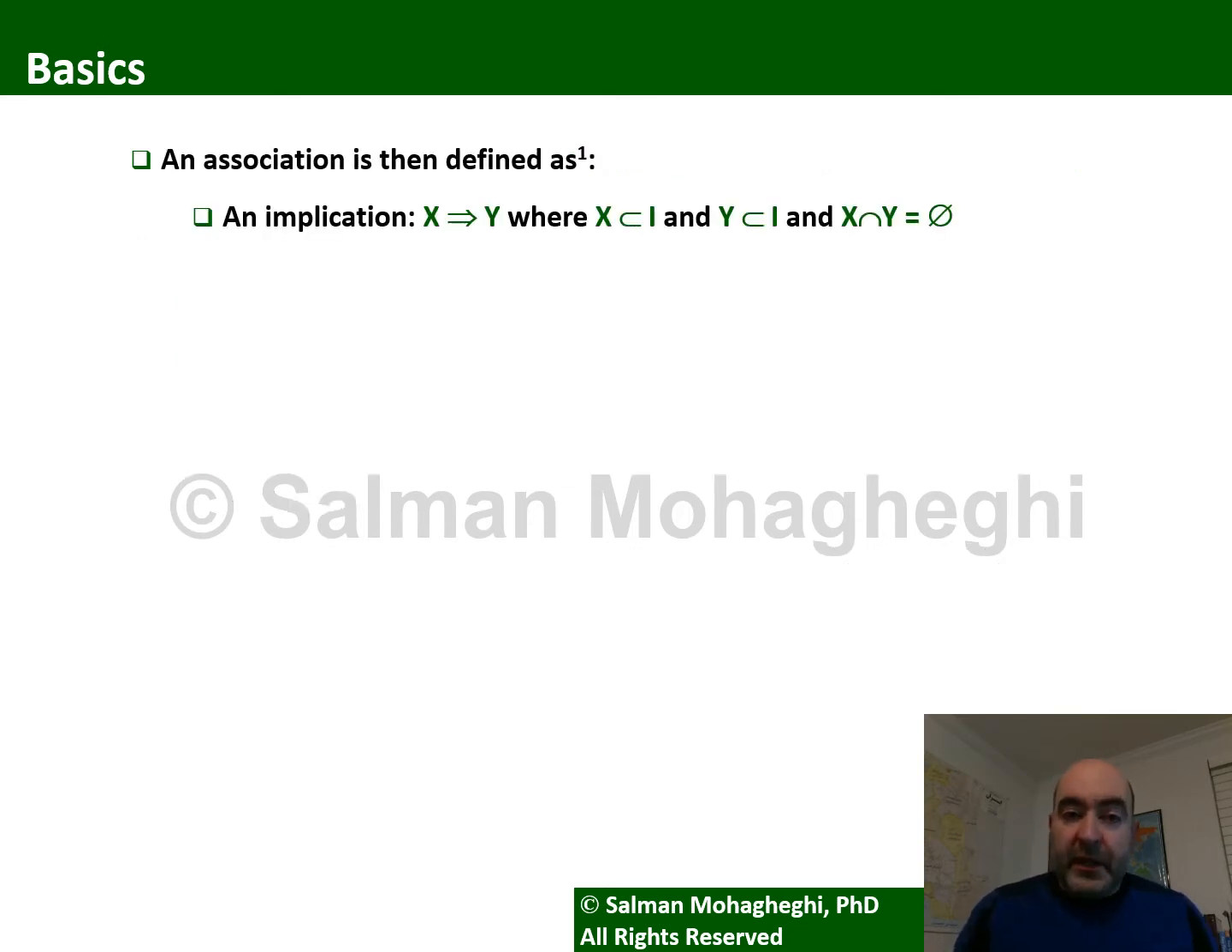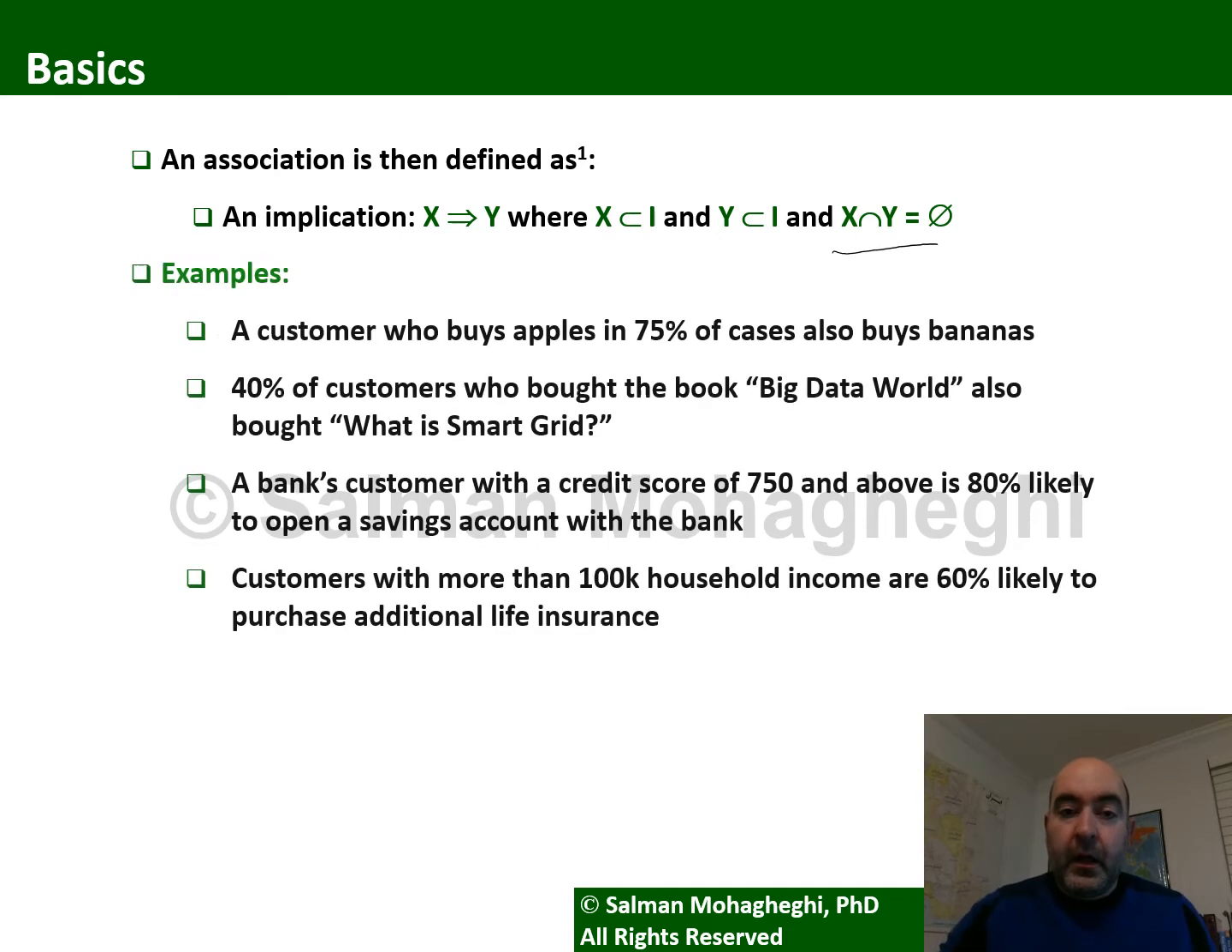Now, for an item set, we can define an association. Association in general is an implication of the form X, then Y, where both X and Y belong to the item set and they do not overlap. So the intersection between X and Y would be empty. Some examples of this. For instance, a customer who buys apples, in 75% of the cases, also buys bananas. So we have some sort of an implication, apple, then banana. Or for example, customers who buy the book Big Data World also buy the book What is Smart Grid? So there is an implication here, Big Data World, then What is Smart Grid? So this allows us to create some sort of an association between these different items that exist in the item set.